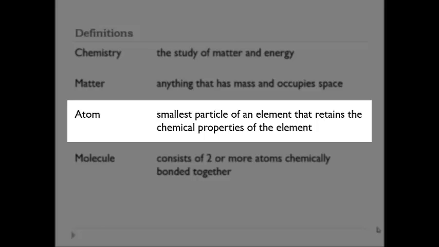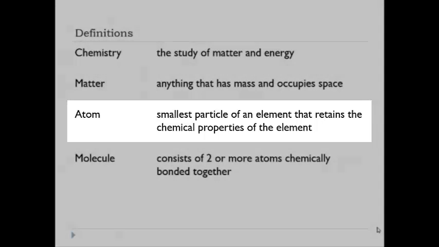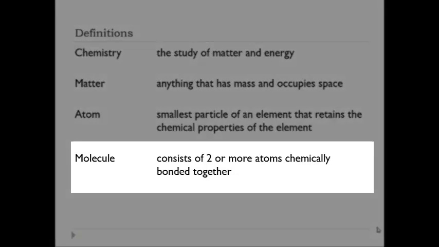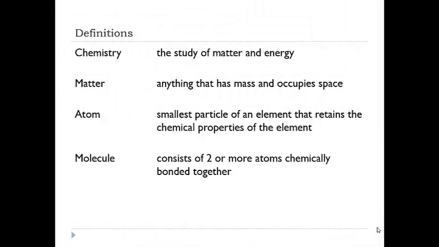An atom is the smallest particle of an element that retains the chemical properties of that element. And a molecule consists of two or more atoms chemically bonded together. And we'll talk more about atoms and molecules as we go along.